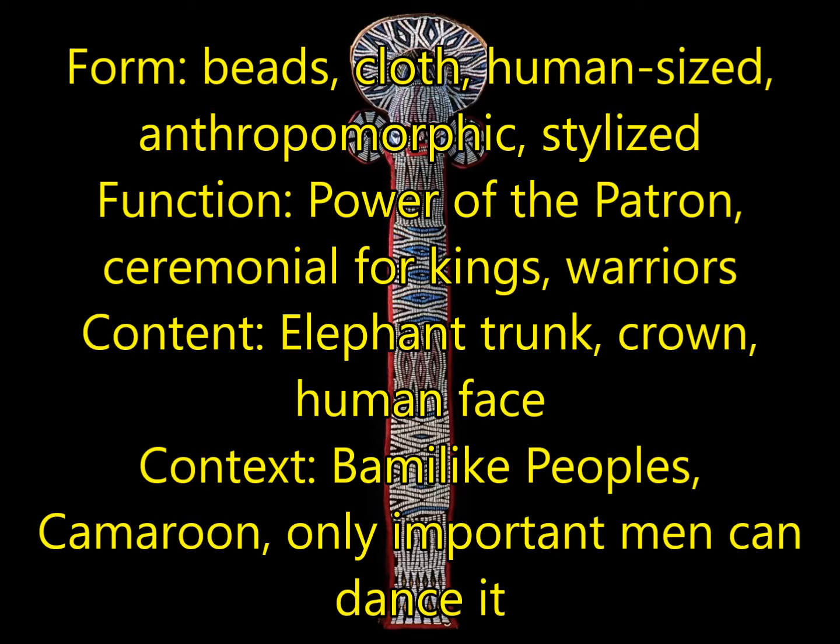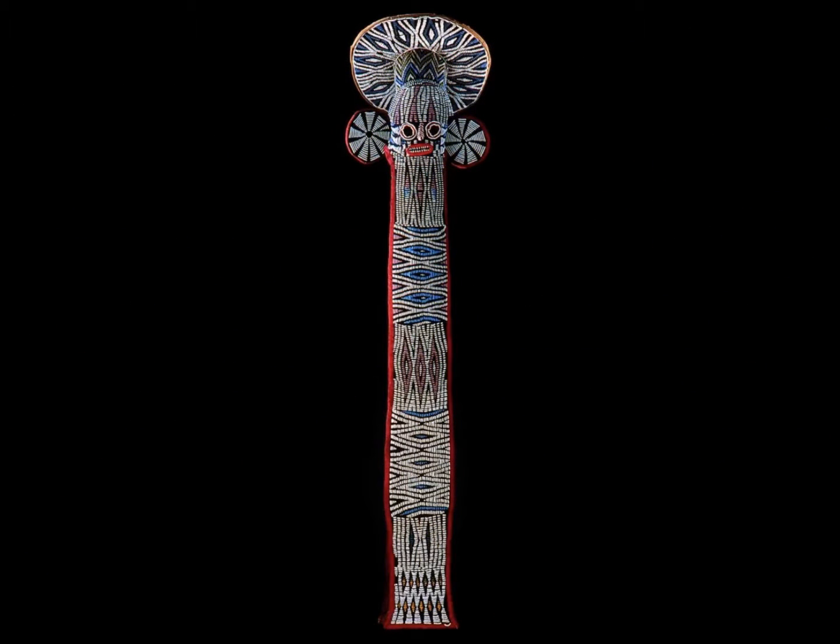For function, this represents the power of the patron, and the patron would be the king or important warriors of the community. It was often brought out for celebrations of the king and special ceremonies and paraded through town, but only the important men in the community can dance it, and sometimes the king would join in their festivities while wearing this disguise. You do need to know that this is from the Bamileke peoples of Cameroon, because the Cameroon grasslands influenced the kind of art that they're using and the symbol of the elephant.